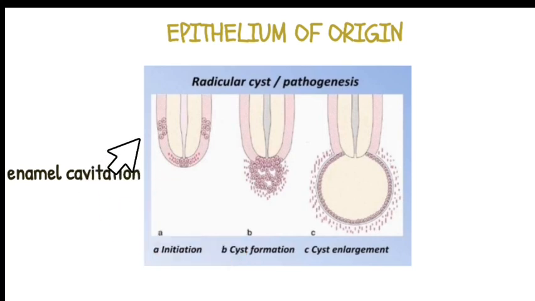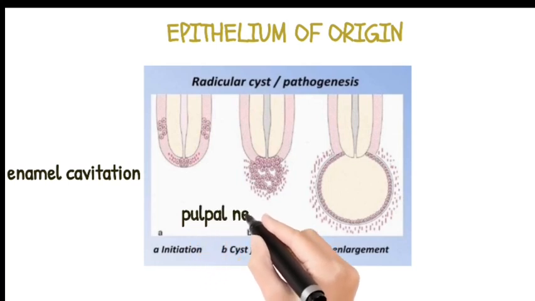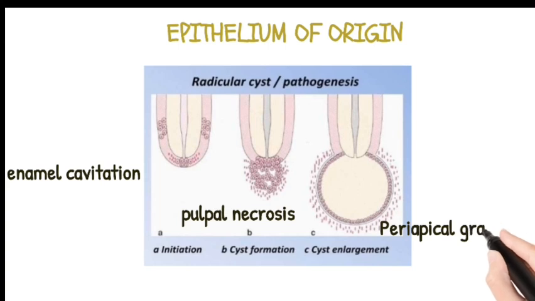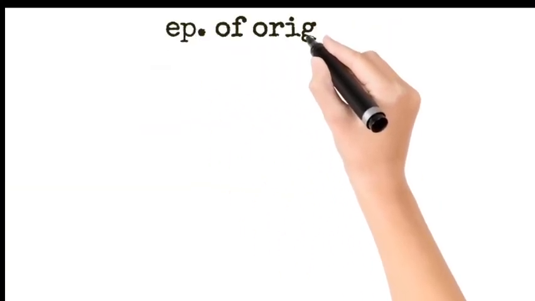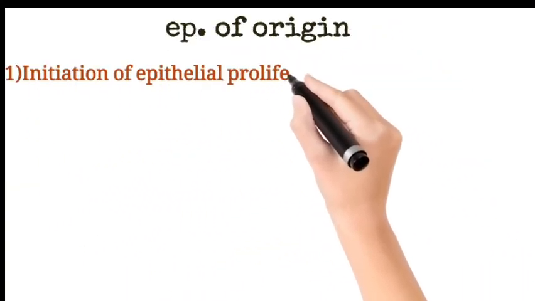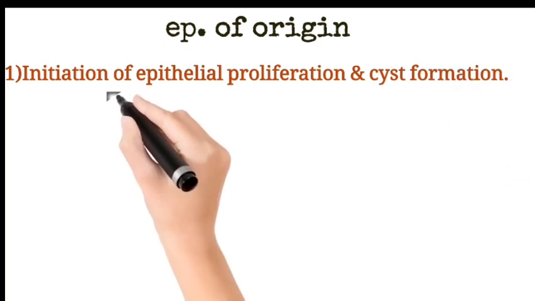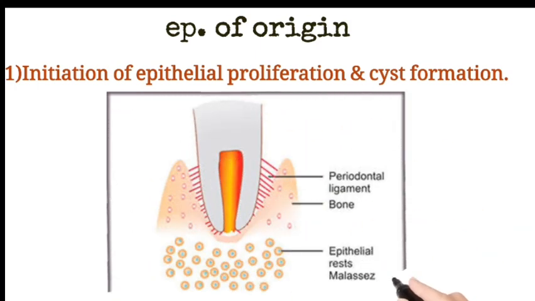Now in this diagram we can see that if a tooth has an enamel cavitation which is not treated or is neglected, then it will further lead to pulpal necrosis. The pulpal necrosis, if not treated, can further lead to the formation of a periapical granuloma. Now, what is a periapical granuloma? It is a chronic inflammatory lesion located at the apex of the associated tooth. Now, we will discuss the pathogenesis step by step. The first step is initiation of epithelial proliferation and cyst formation.